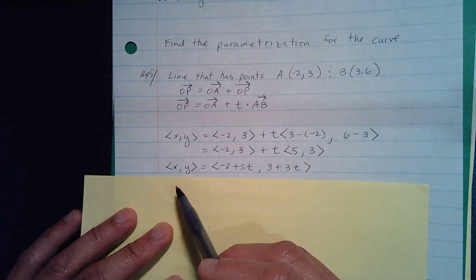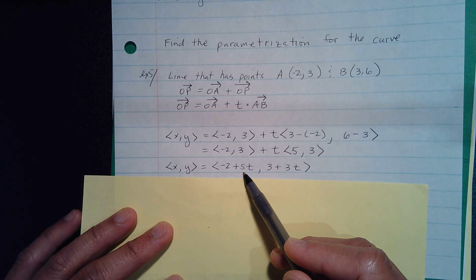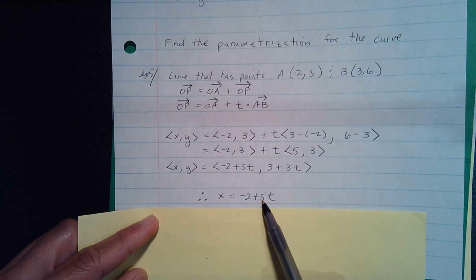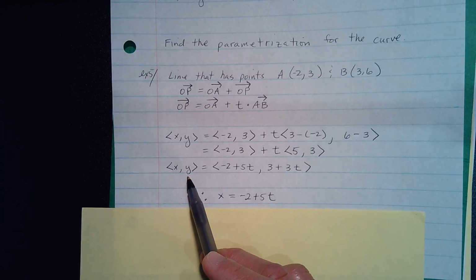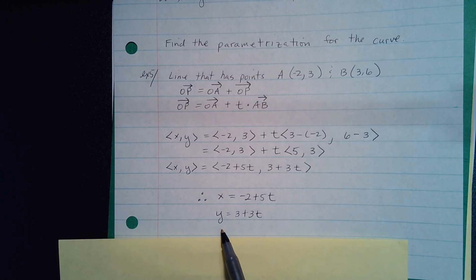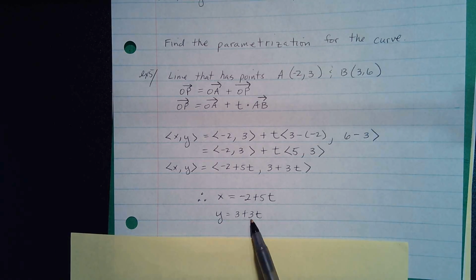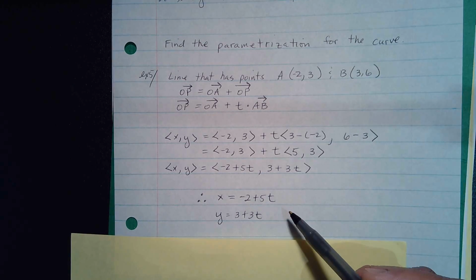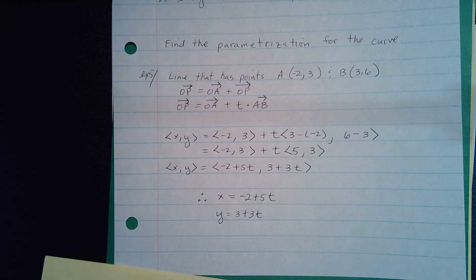Corresponding means same position. So x is first position. This negative 2 plus 5t is first position. Well, there is one equation. X equals negative 2 plus 5t because it's in the same position. First position, first position. Second position, second position. The other equation is y equals 3 plus 3t. So now you found the parameterization of the curve. Okay, so that's it. So example 5 is just the reverse process of examples 2, 3, and 4.